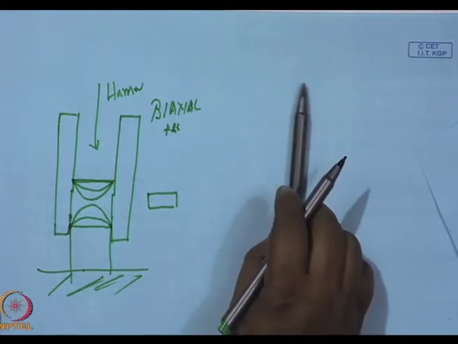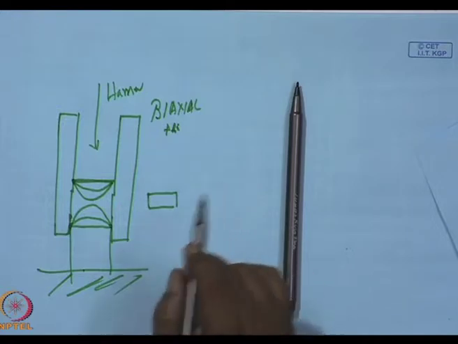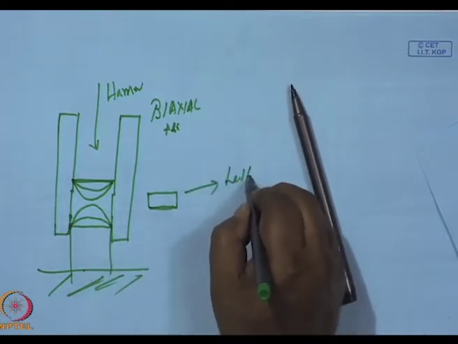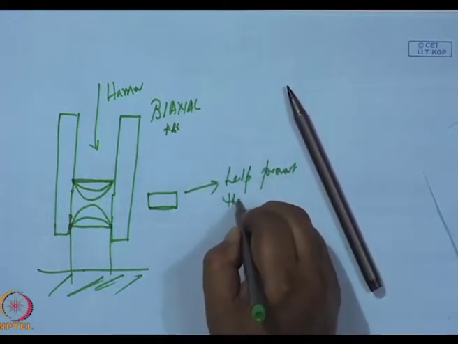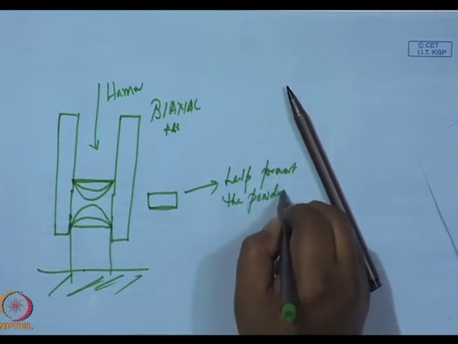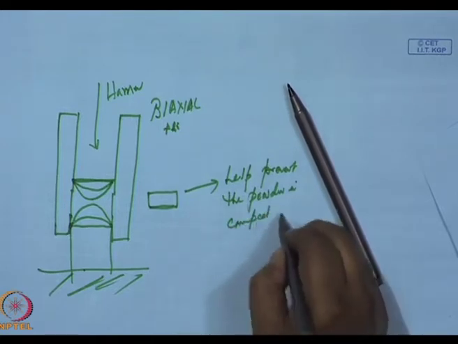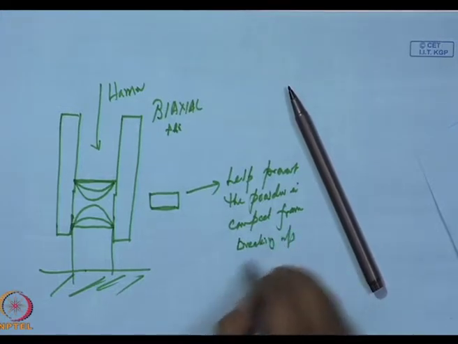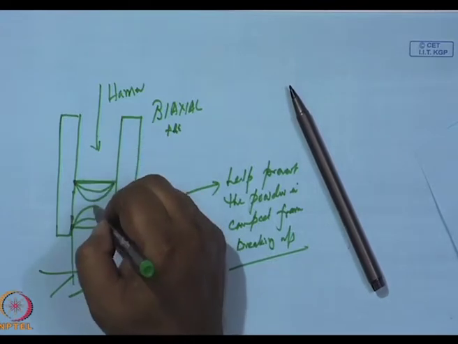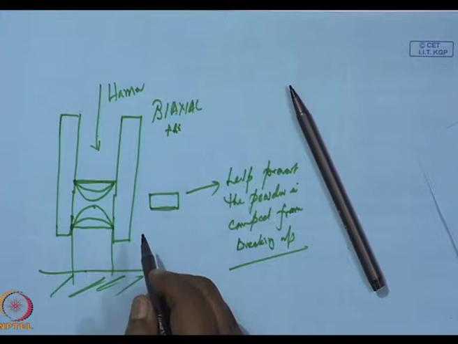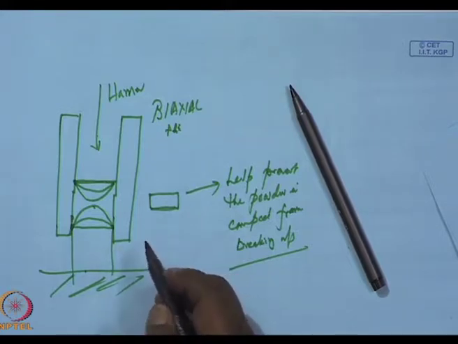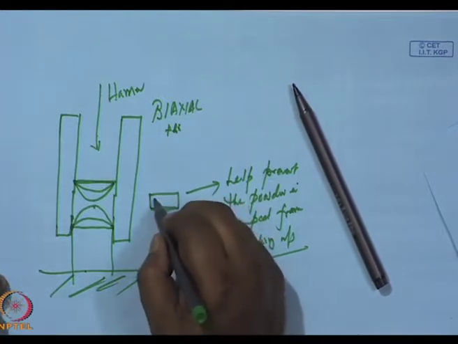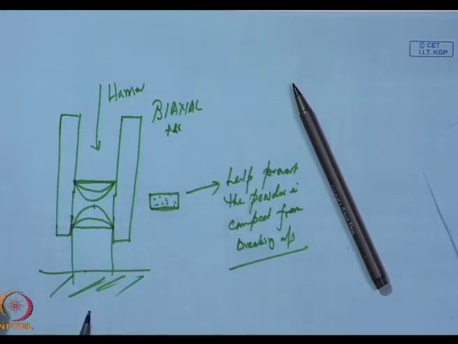So in this biaxial pressing, we get uniform compacts. But will this help prevent the powders in the compact from breaking up? Why should they break up? A, there has been so much pressure applied to make this pellet, most of that pressure has been retained in the form of energy inside the pellet itself. So, unless I have a binder which will hold all the grains, it's pointless to go on.